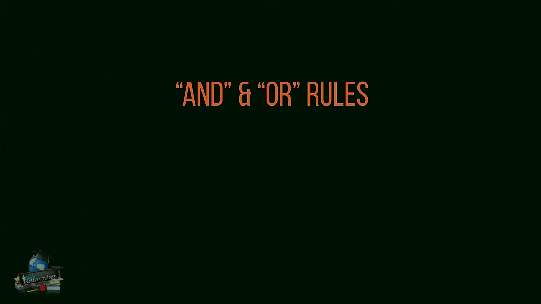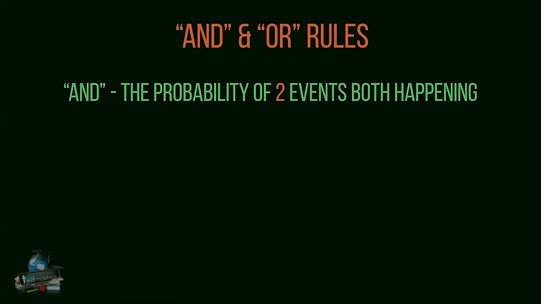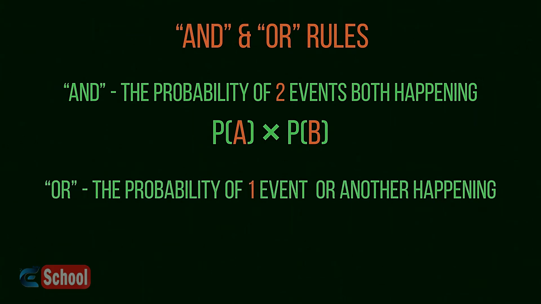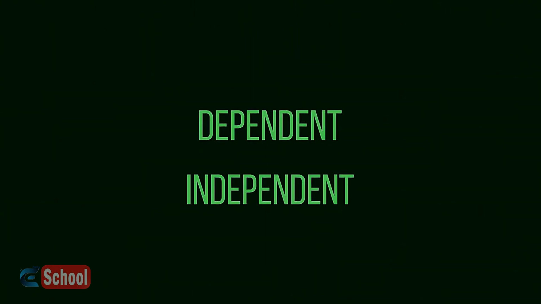If you want the probability of two events both happening, event A and event B, you multiply the probabilities together. If you want to find the probability of one event or another event happening, but not necessarily both, you would add the values together. There are two types of tree diagrams, for two types of situations, dependent and independent.